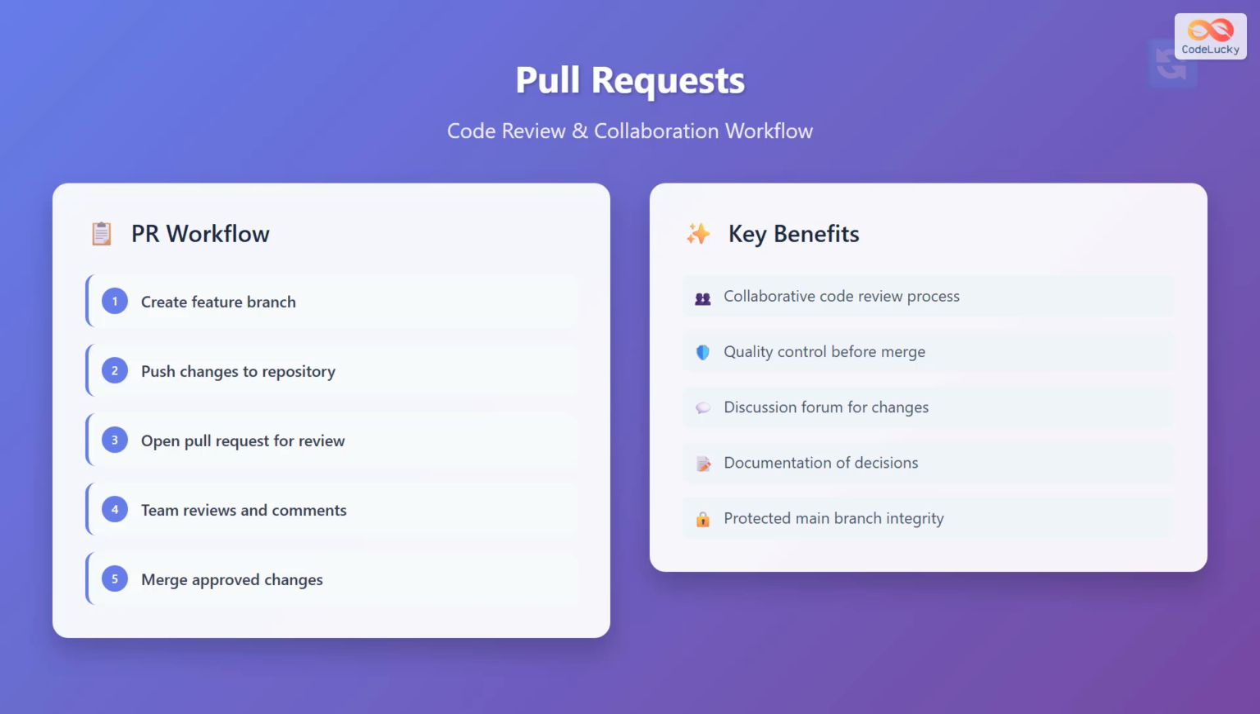discussions. The key benefits of pull requests include establishing a collaborative code review process that catches bugs and improves code quality before changes reach the main branch. They serve as quality control mechanisms, ensuring that only thoroughly reviewed code gets merged. Pull requests also create discussion forums where team members can communicate about specific changes, and they document important decisions and reasoning behind code modifications. Finally, they help protect the main branch integrity by preventing direct pushes and requiring approval before merging changes.